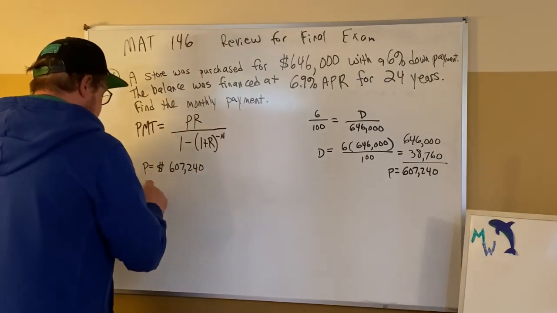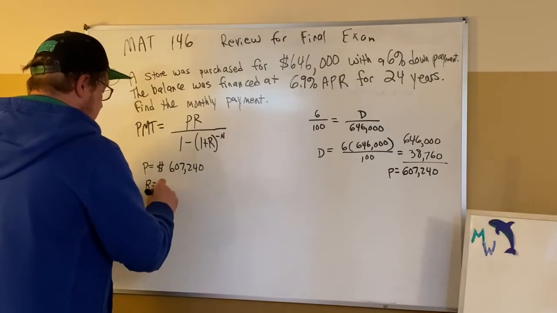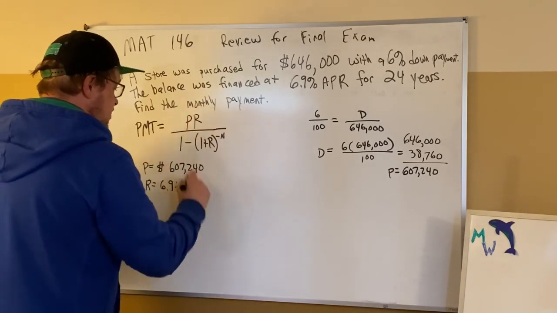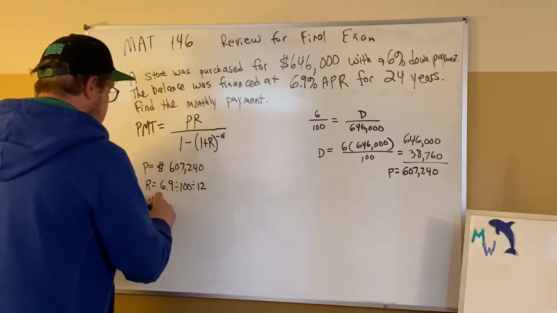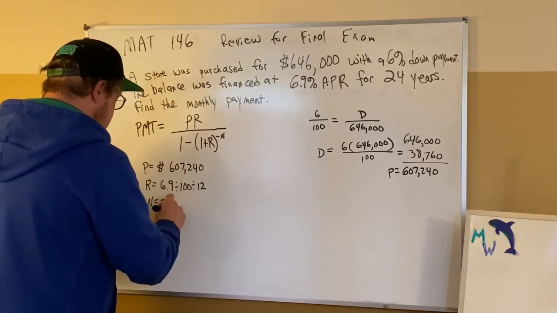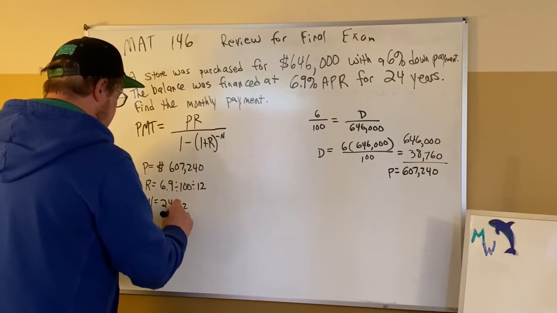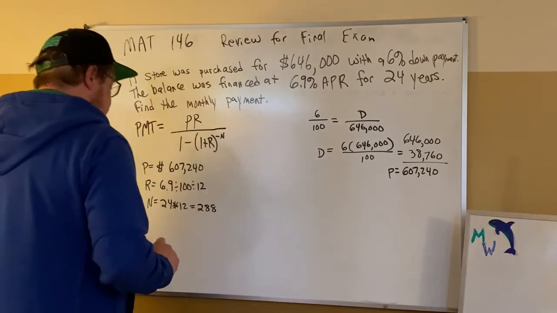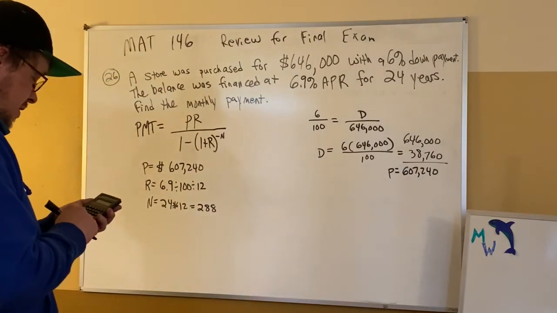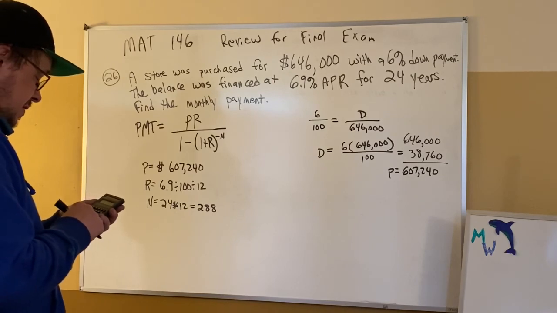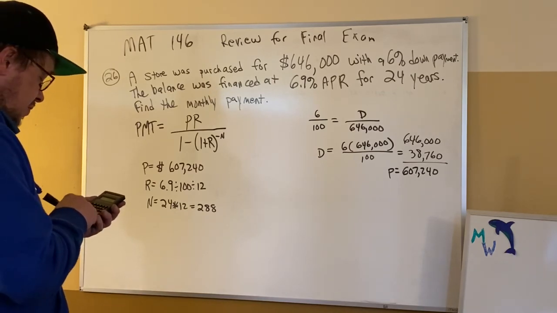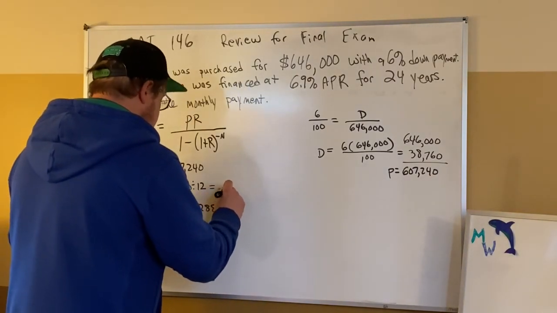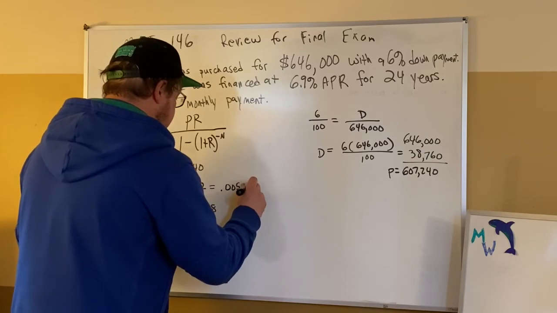R is called up for next. R is at 6.9%. Let's divide by 100 for percent. This is monthly, so let's divide by 12. N is 24 years, and we're doing these payments 12 times a year. That's 288. Let's look at the 6.9%, so we divide by 100. We divide by 12 to get it to monthly. And what we get is 0.00575.